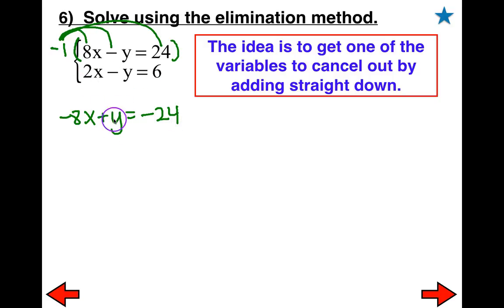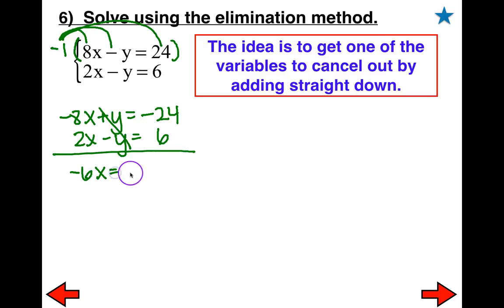Now that I have a positive y, I'm just going to go ahead and line this underneath it, which is the 2x minus y equals 6. Now you're going to notice that I can eliminate the y's because they're inverses of each other, leaving me with a -6x equals a -18. Simply divide both sides by your coefficient, and you'll see here your answer is going to be x equals a +3.